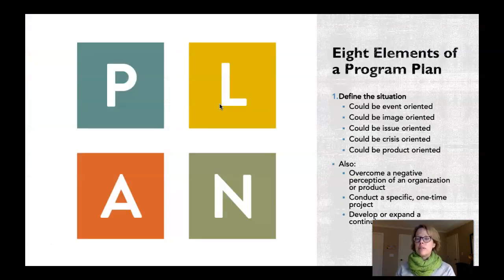So there's 8 elements. This is in your book, and I'm just going to go through this quickly again and give you some examples. You can define the situation. This could be that you're having an event. Rochester University, this is our 60th year. 2019-20 is our 60th year. And so we could do a whole PR campaign around the 60th anniversary. That's an example. It could be image oriented. Maybe people think that your pizza chain is cheap, that it's affordable, but the food's not very good. You can see Domino's has done a lot of work on that and tried to improve the image of the pizza that they make.